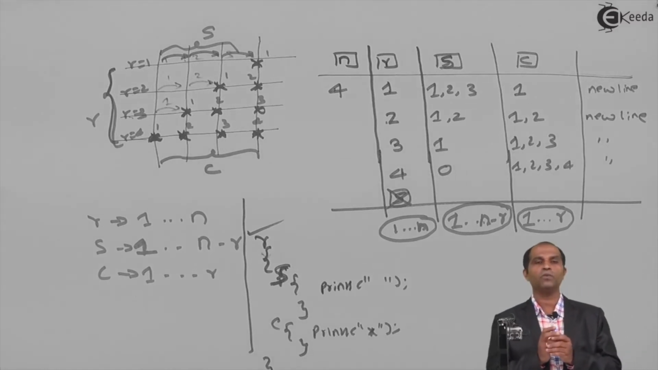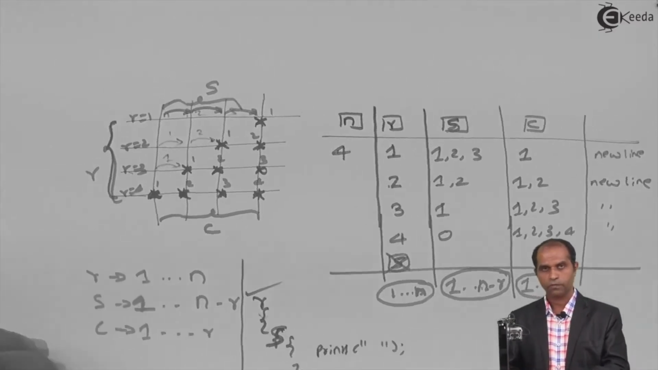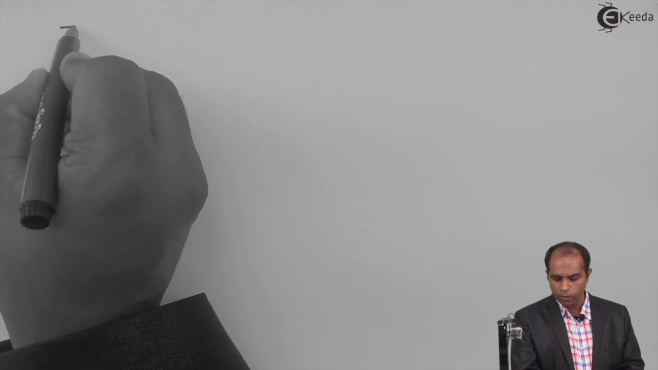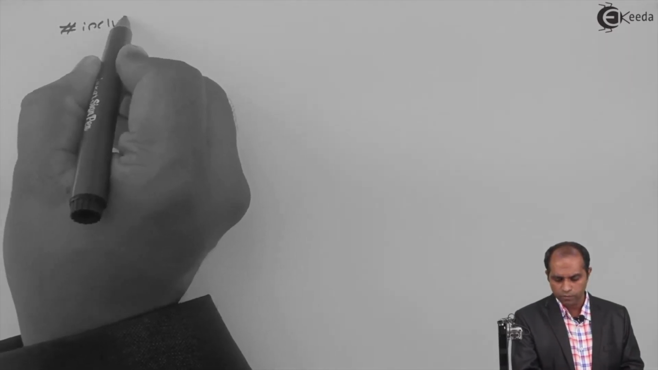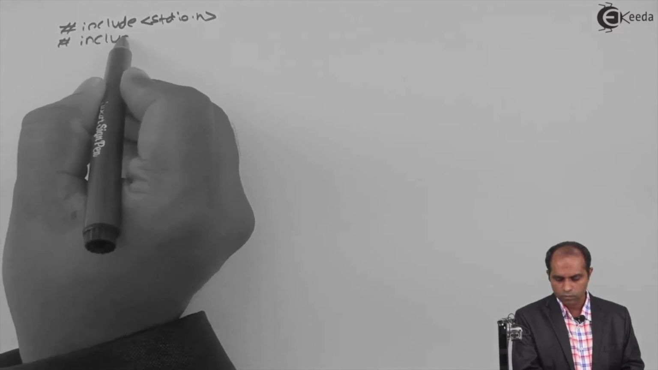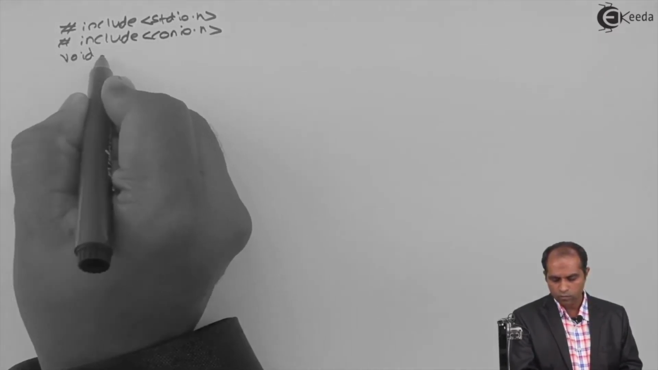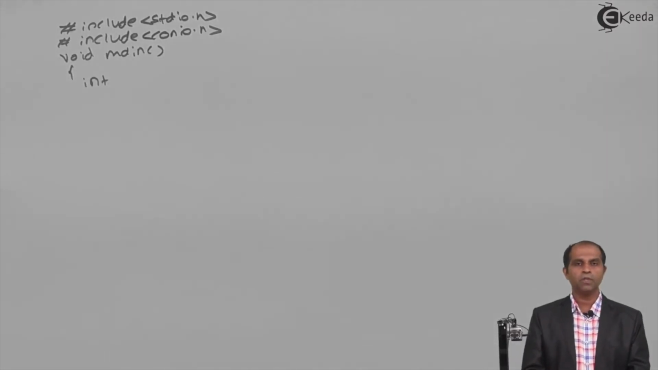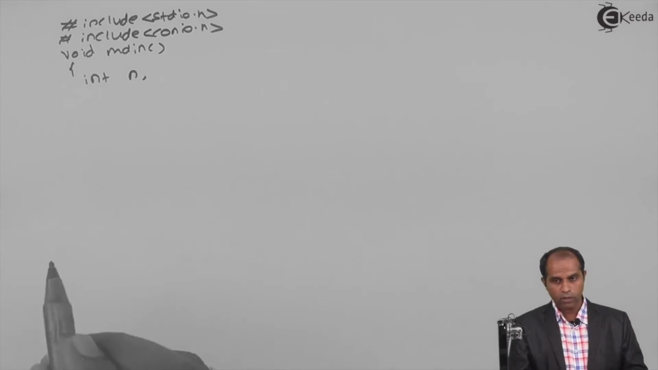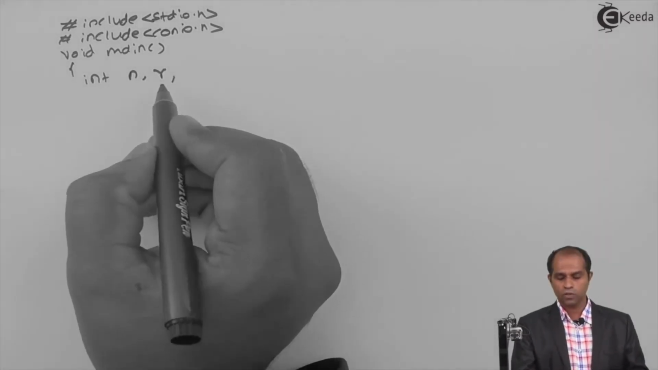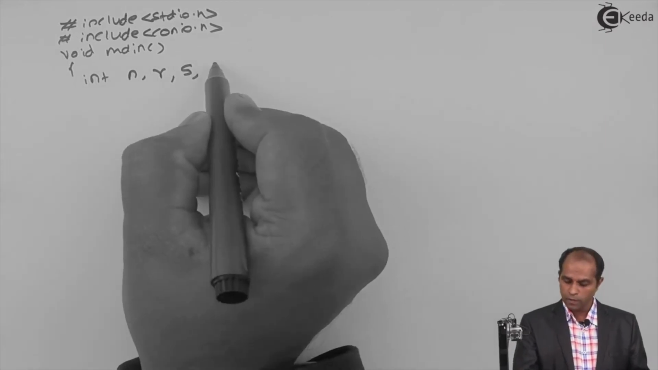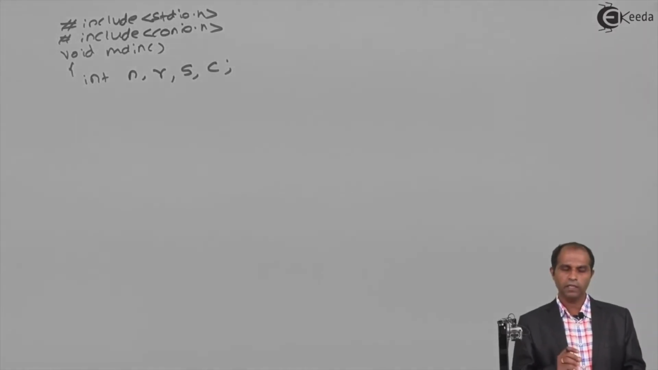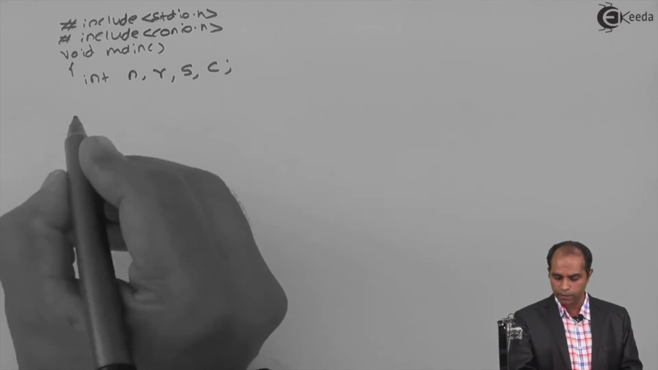Now let's see a program to implement this particular structure. So here the program is going to have some new variables. Let's start with the programming code, entire code, hash include. The variables which I am going to use are integers: n for counting the number of rows, r to control the rows, s to control spaces, c to control columns. N is the total number of rows, R is going to indicate the row value, S is going to indicate the spaces, and C is going to indicate the columns.